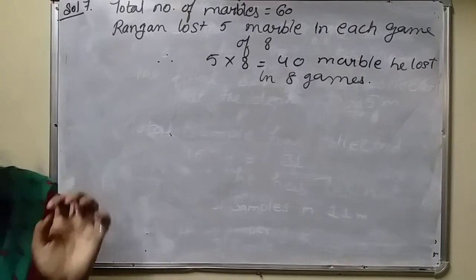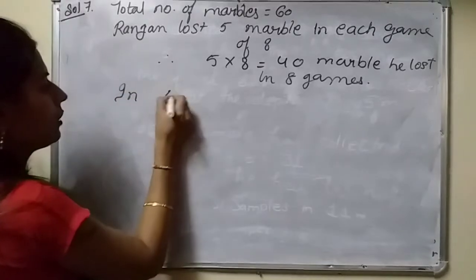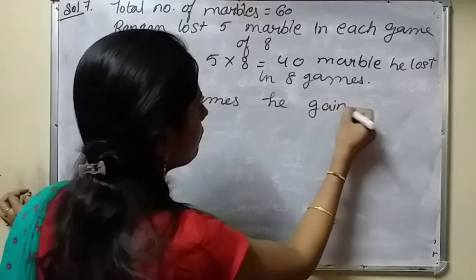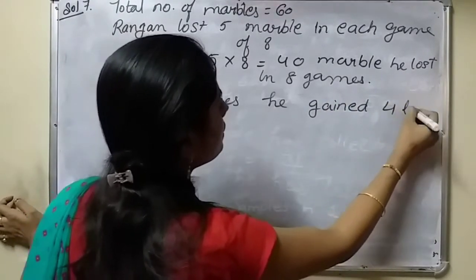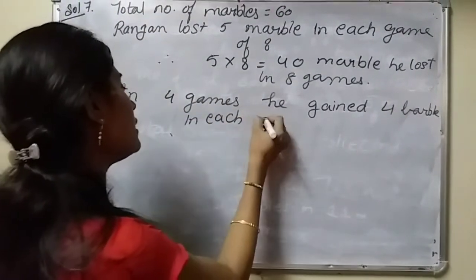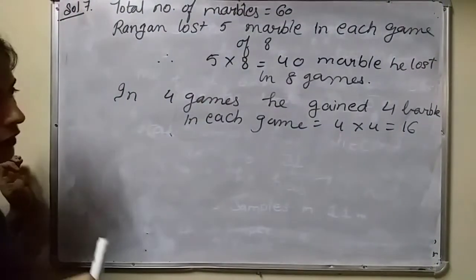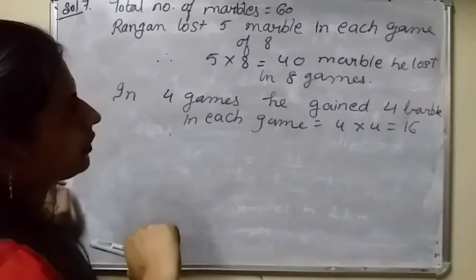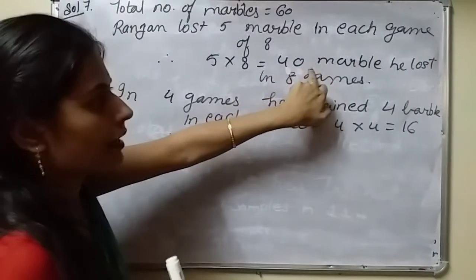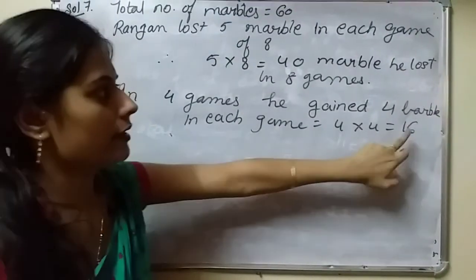Okay. Now see, in 4 games he gained 4 marbles each. 4 marbles in each game. Therefore, 4 into 4, that is 16. Now see, in the first 8 games, 40 marbles he lost, and in the second 4 games he has gained 16 marbles.